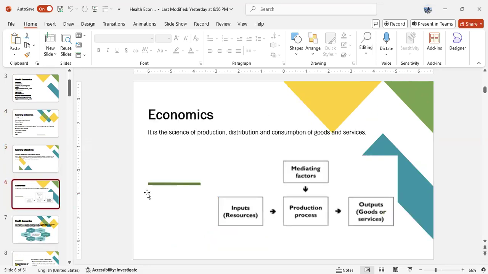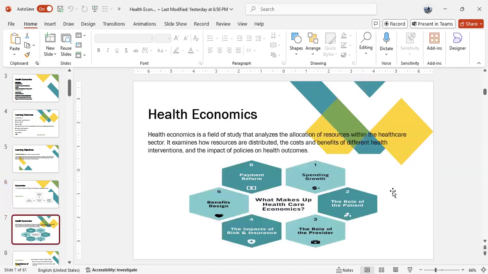What is economics? It is the science of production, distribution, and consumption of goods and services. As you can see, whenever there is a production process, there are some inputs in the form of resources like money, time, labor, some mediating factors, and this results in outputs in the form of goods or services. Health economics. Health economics is a field of study that analyzes the allocation of resources within the healthcare sector. It examines how resources are distributed, the costs and benefits of different health interventions, and the impact of policies on health outcomes.